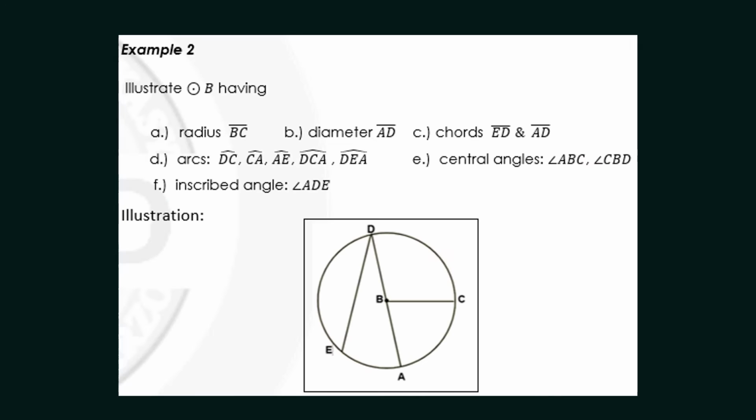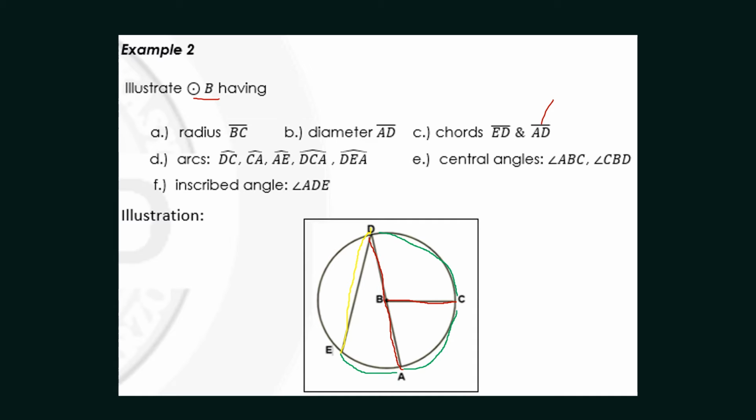May tanong po ba dyan? Next, example 2. Meron po ulit tayo ditong binigay na center, which is B. For letter A, the radius is BC. Then, we have diameter of AD. Ito ang ating diameter, AD. Then, we have the chords. Yung AD nga, si diameter na yun. And then, we have ED. Arcs, we have DC. D papunta kay C. This is a minor arc. CA, minor arc din. We have AE, minor arc din siya. Tatlong minor arc.